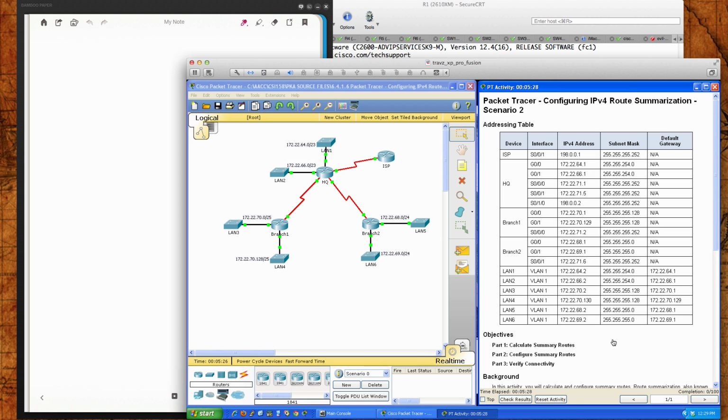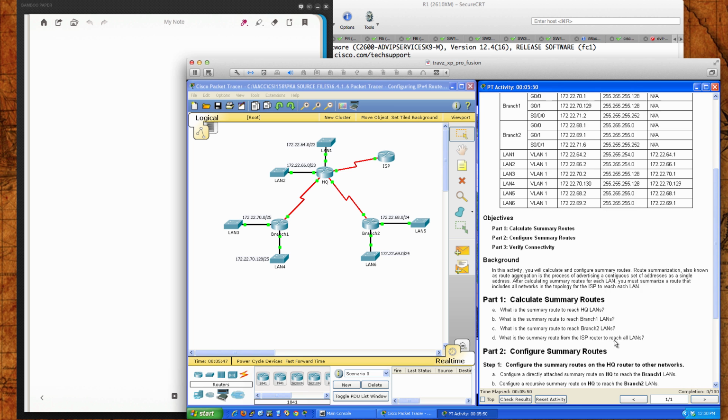All right, today's Packet Tracer tutorial is on Packet Tracer 6.4.1.6, and this is definitely one of the most valuable Packet Tracer activities that I've come across in all of the tutorials we've done. This is definitely going to help you understand summarization, and there is a lot of work to do in this Packet Tracer tutorial. So let's jump right in.